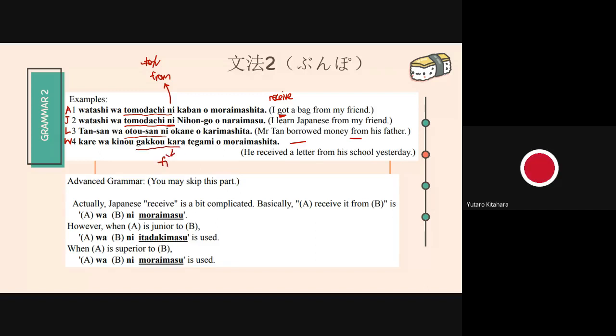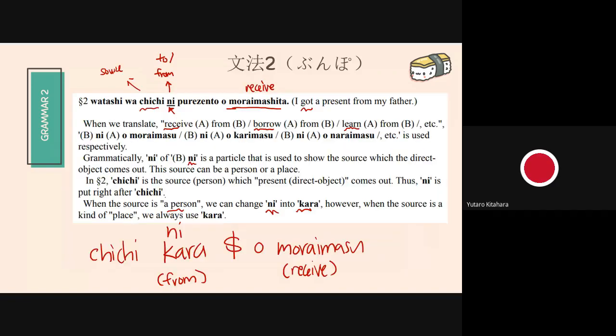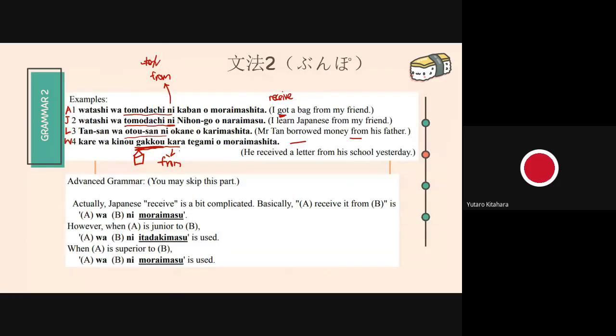Take note of this. When the source is a place, you have to use kara. Cannot use ni. What I mean by that, let's go back to the previous slide. Here it says when the source is a person, you can use either ni or kara. When the source is a place, you must use kara always. Cannot use ni. So to play safe, always using kara is fine. That means all of this you can change to tomodachi kara, from my friend I receive a bag. Tomodachi kara nihongo naraimasu, from friend I learn Japanese. From father, I borrow money. All can use kara. Because place must use kara. It's a compulsory thing for place only.